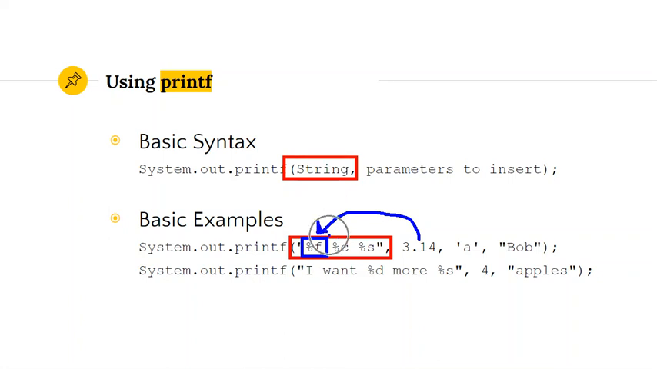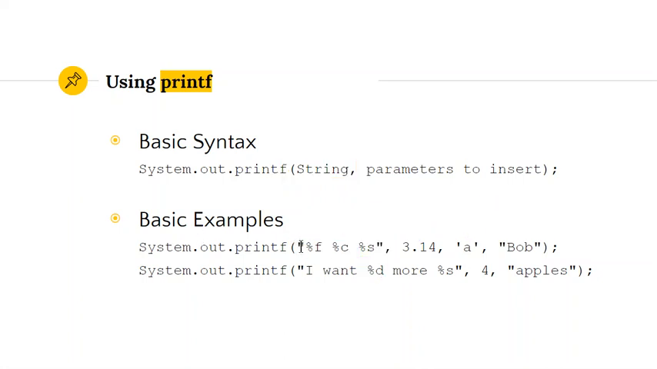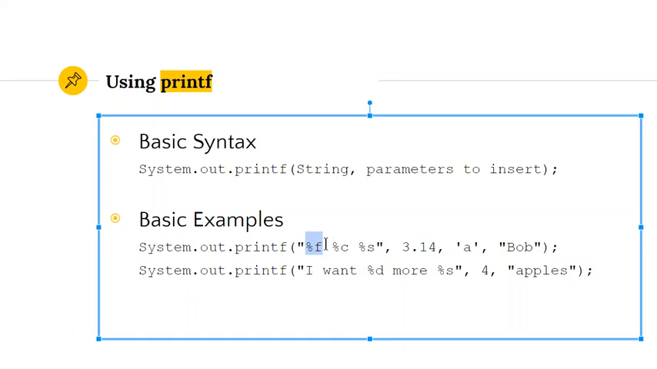%c means insert, let's go with the green, a character, and so that would insert this character in that position. And then finally, we'll go with purple. %s means insert a string, in this case Bob gets inserted right there. And so the output would be 3.14, a space, the character, a space, and then Bob the string.